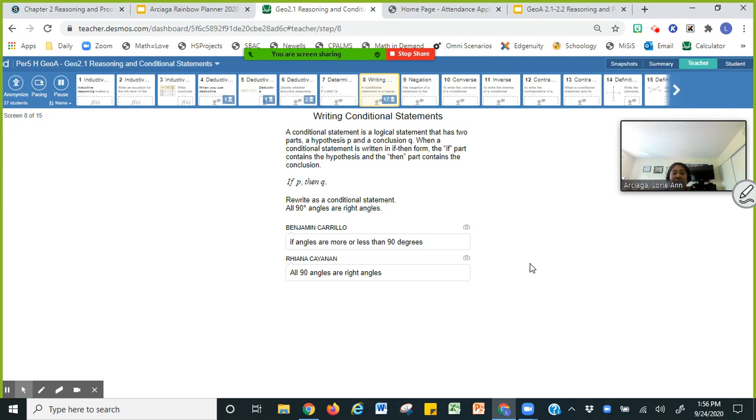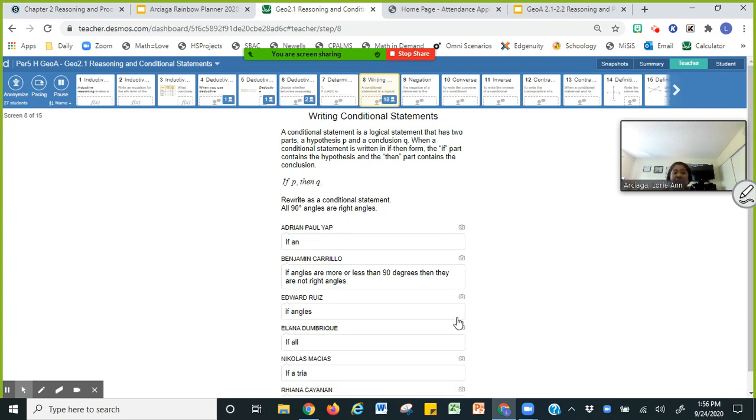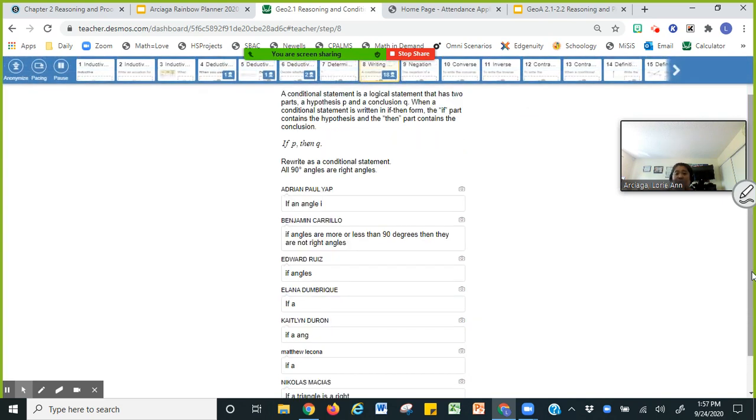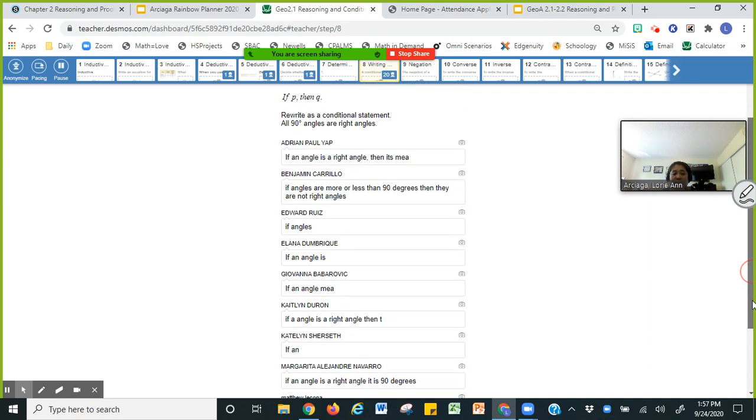Nice, Ben. That's a great start. All 90 angles are right angles. Rihanna, can you write that down in an if-then statement? So rewrite as a conditional, meaning if an angle is right, then its measure is, or it could be the other way around: if an angle measures 90 degrees, then the angle is called a blank.